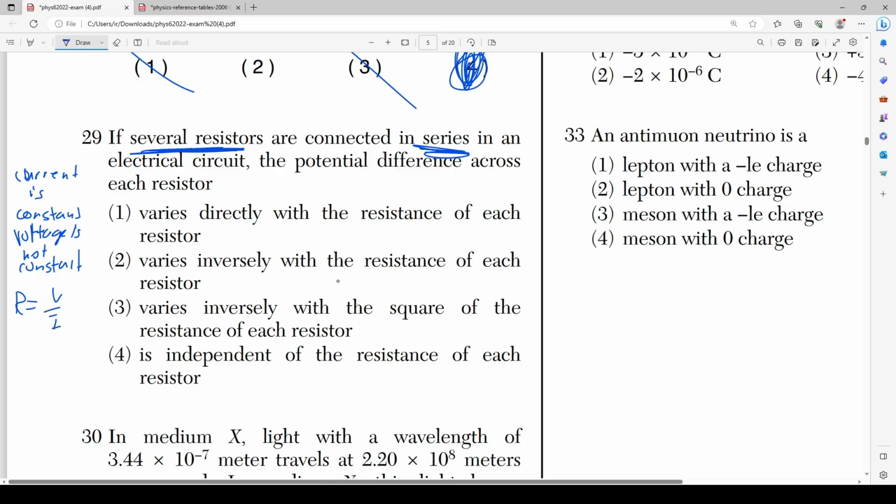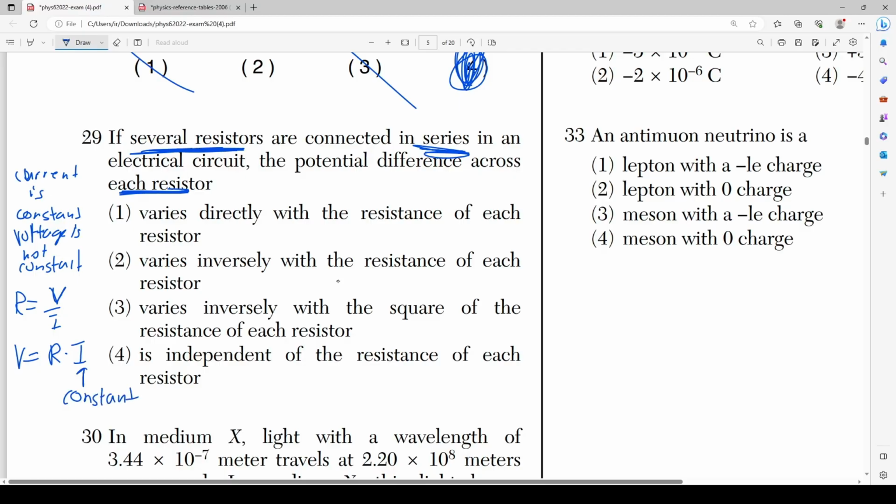So if they're connected in series, the potential difference, or voltage, across each resistor does what? Here I have R equals V over I. I'm going to put this in terms of V, so V is equal to R times I. If I multiply both sides by I, the I cancels out and I'm left with V alone. V is my potential difference, and V equals my resistance times my current. But I know that my current is constant because it's a series circuit.